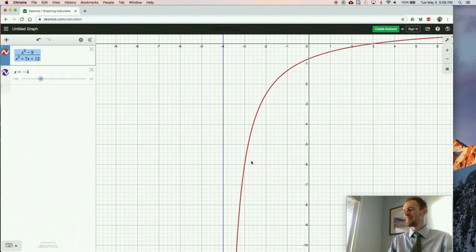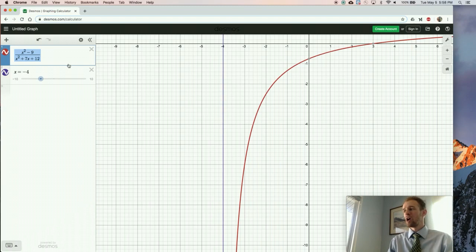Okay, so that we call a removable discontinuity because we removed it when we factored our numerator and denominator. We saw that that would cancel. So this is an example of a function that has both types of discontinuities. It has a removable one and it has a non-removable one at -3 and one at -4.